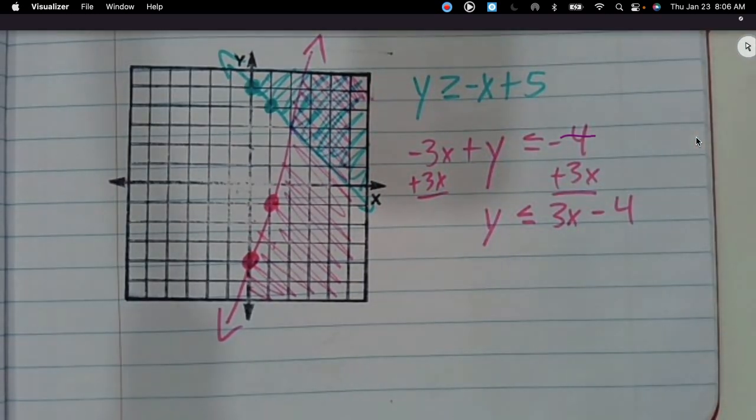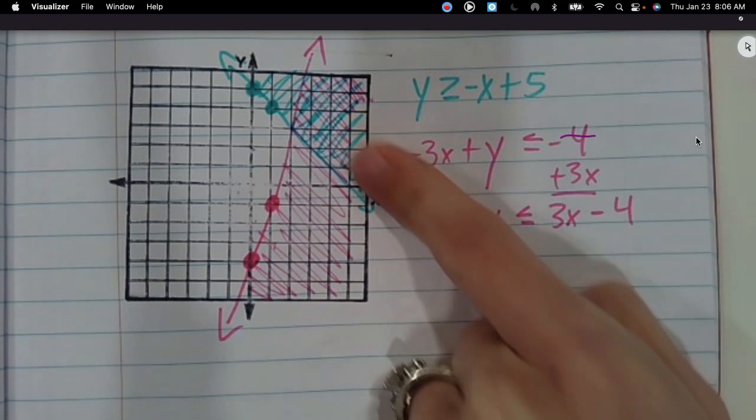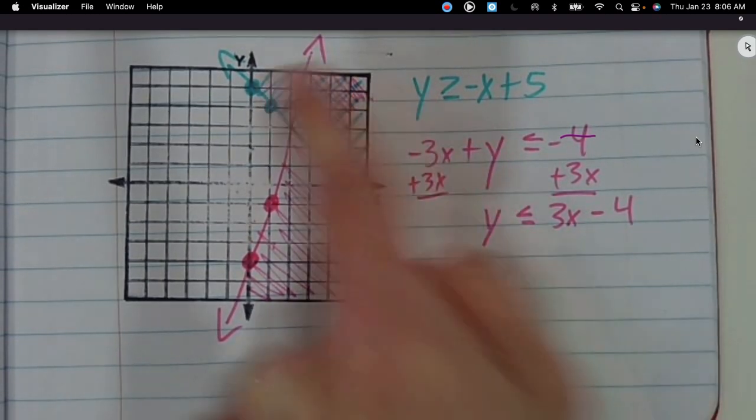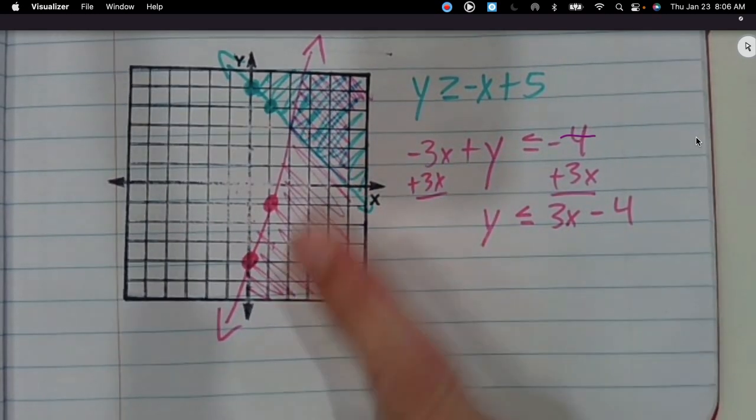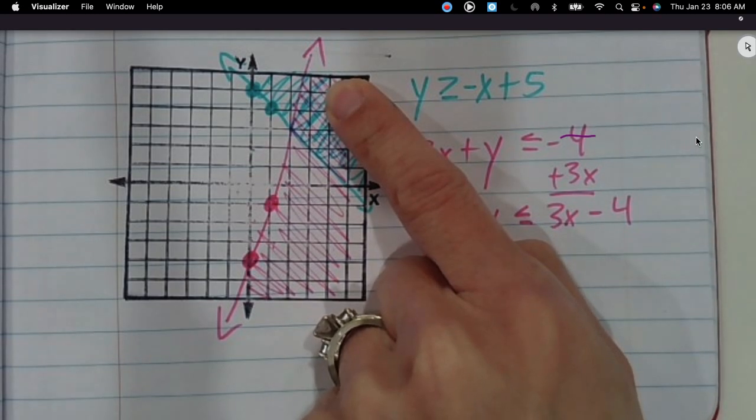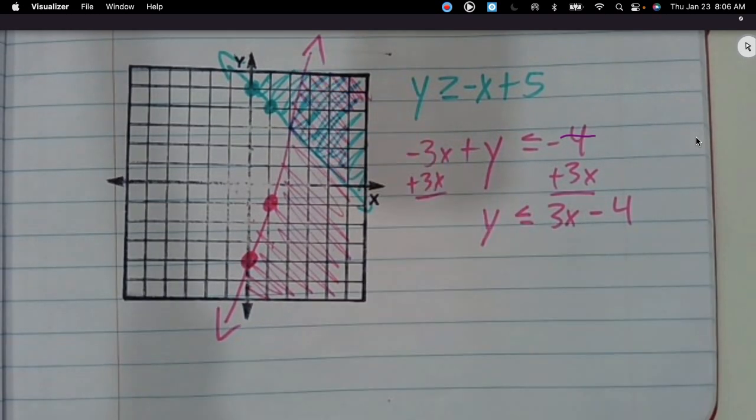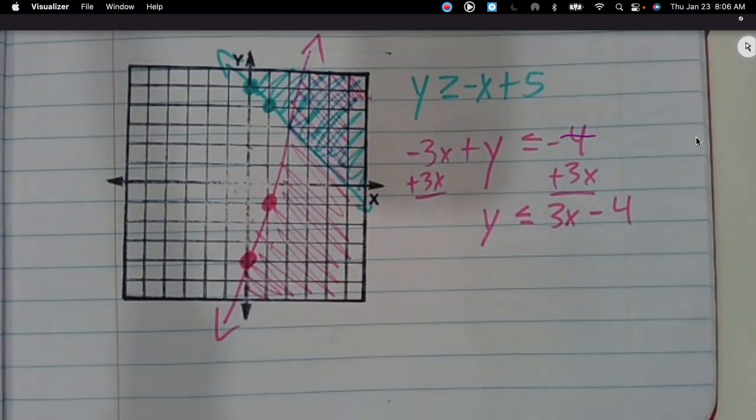There we go. Where's the answer? Plaid. Yeah, this little pink and blue area. That's the answer. Not that blue area, not that pink area. Where they cross, that's the answer. Are we good with that one? Yes. Let me see if I have another one.